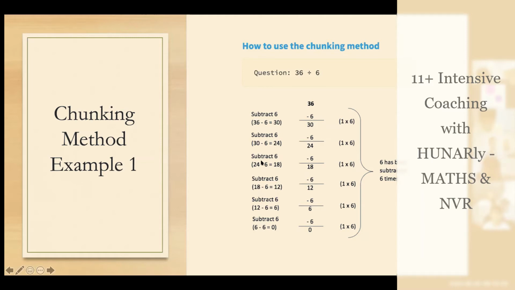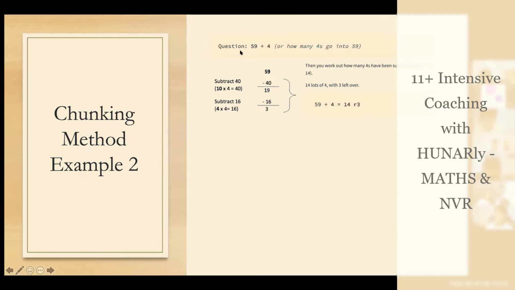Now, who can tell me what happens if a number isn't exactly divisible by another number? Who might know? Yeah, Radha? You will have a remainder. We will have a remainder, exactly. So that's the next part. This is the chunking method with remainders. Can you see that? So the question that we have is 59 divided by 4.